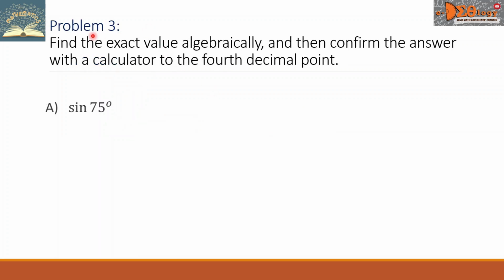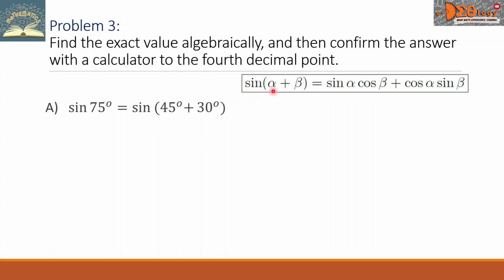Problem 3. Find the exact value algebraically, and then confirm the answer with a calculator to the 4th decimal point. We have here 4 expressions. Let's begin with expression A, sine 75 degrees. This 75 degrees we can rewrite as 45 degrees plus 30 degrees. Then with our formula, sine of alpha plus beta equals this expression.